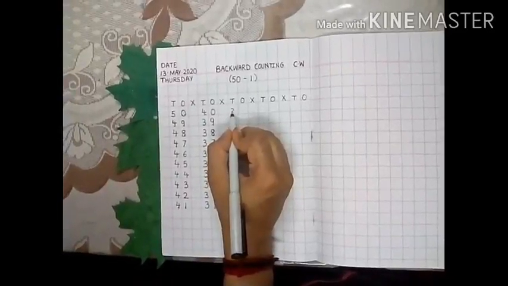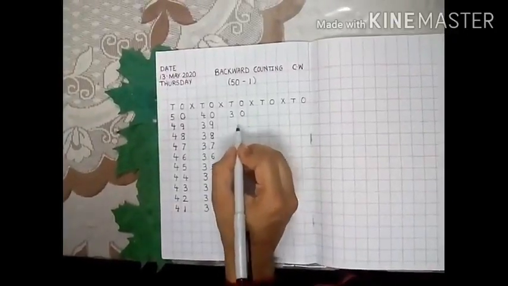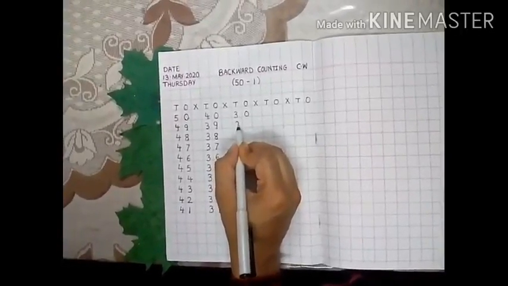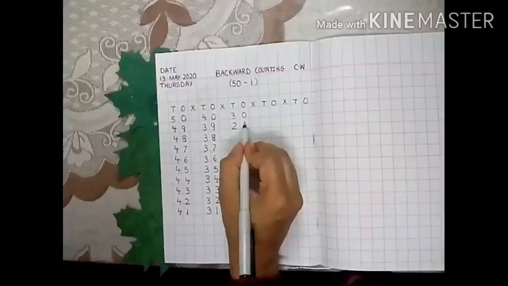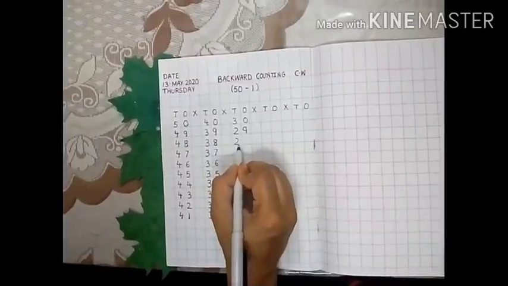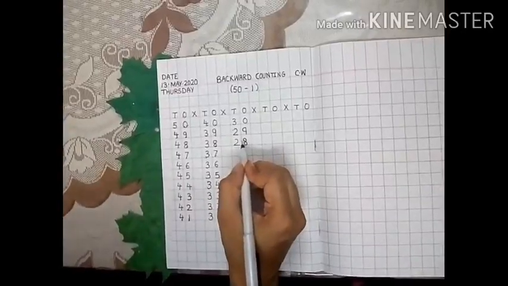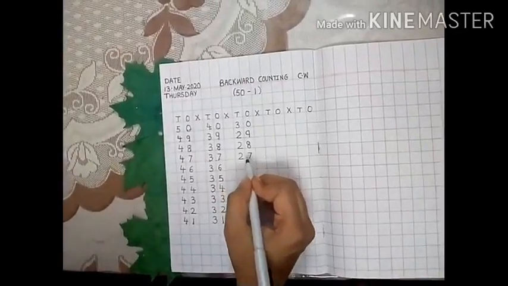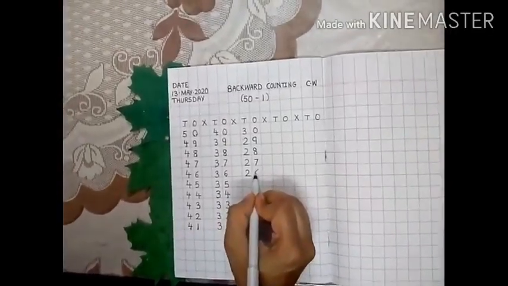30. What is before 30? 29. Okay, 2 and 0 before 9, so you have to write down 29. Then 28, 27, 26, 20 and 6.